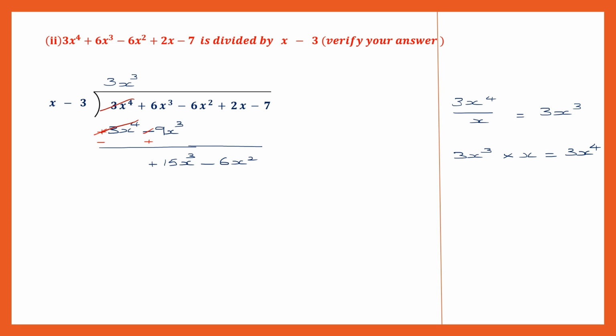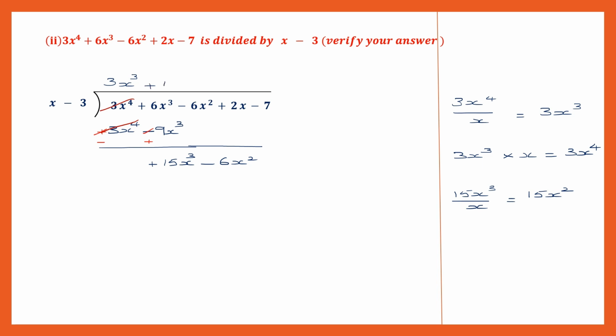Now again, we're going to take the first term of the dividend, this is a new dividend, and divide it by the first term of the divisor. So that is 15x to the power of 3 divided by x. So what do we get? 15. X to the power of 3 minus 1 is x to the power of 2. So that is 15x square. So let's write that down.